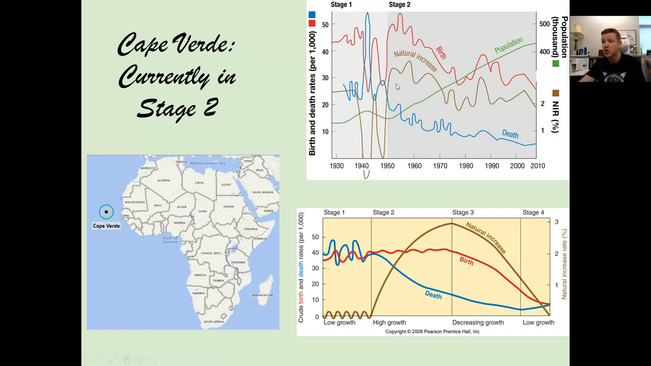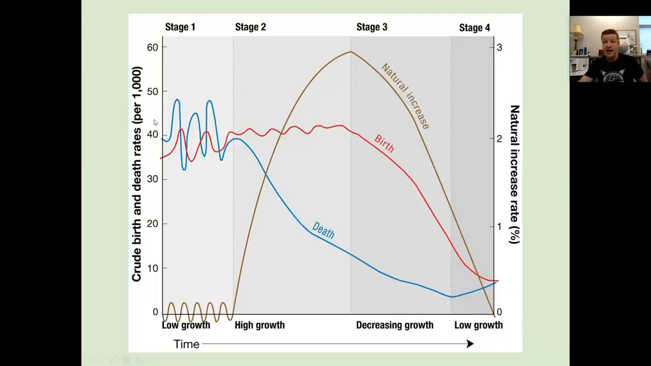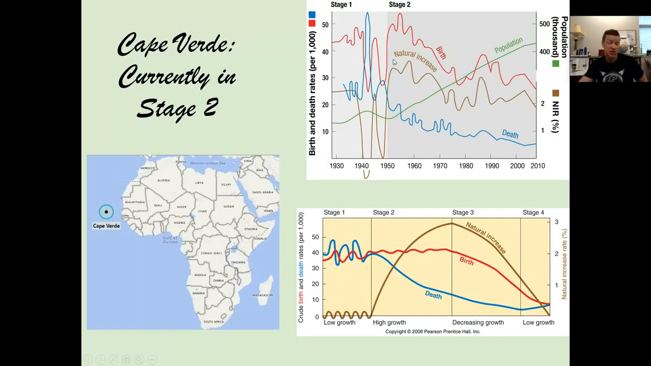Here's their actual model. Now, on the bottom here, this is the generic model, right? Where we go from high birth, high death to dropping the death rate in stage 2. This is what their data actually looks like, where they actually saw a drop in the death rate right around the second half of the 20th century, right around 1950. But they haven't seen a sustained birth rate drop yet. So we would say they're still in stage 2, right? Again, the generic model is like this, but the actual population model is a little bit more messy.